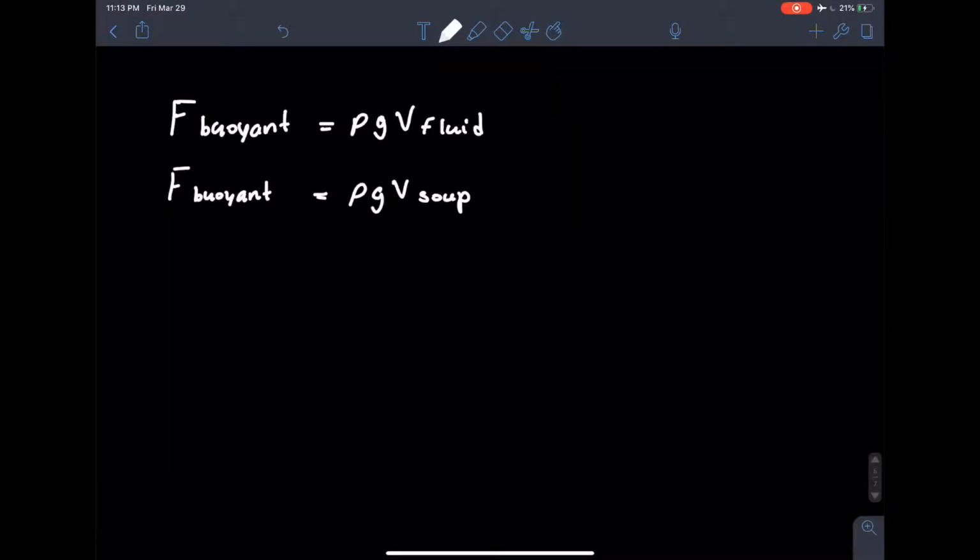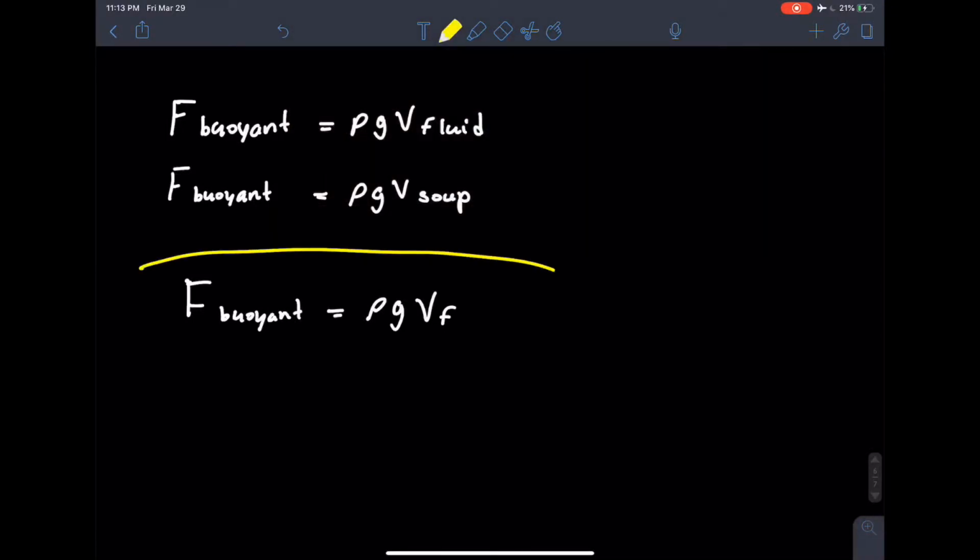Okay, so now we write our relationship of force buoyancy, which we now know is equal to rho gV of the fluid, which can also be rewritten as rho gV of the soup can. So all in all, we get the final formula for buoyancy force, which is equal to rho gV of the fluid.